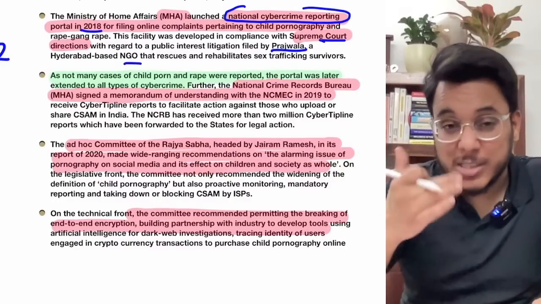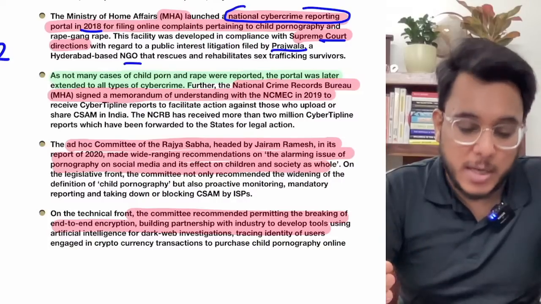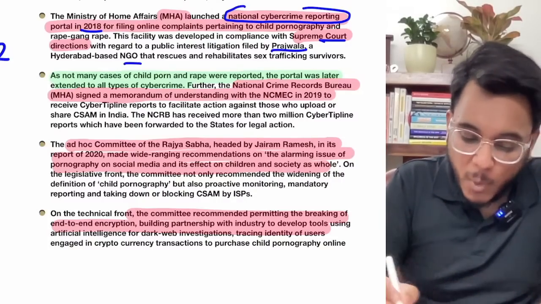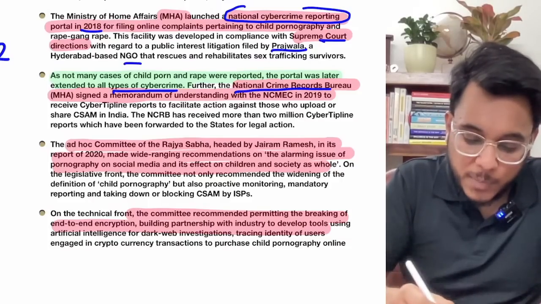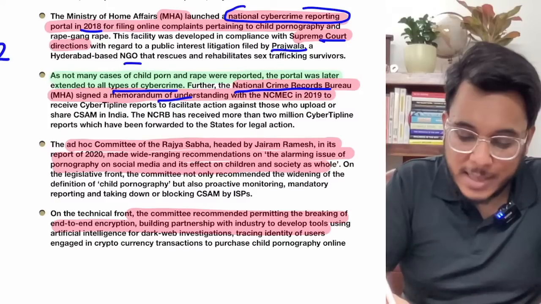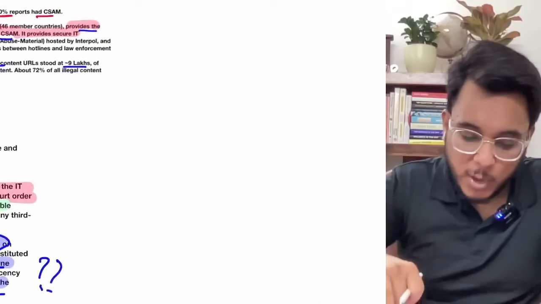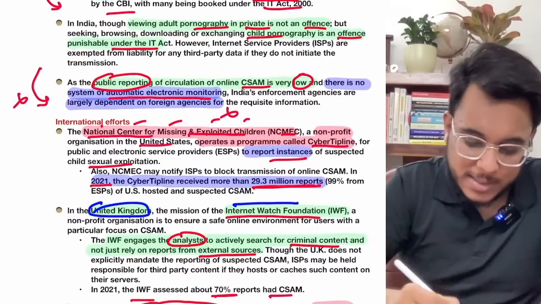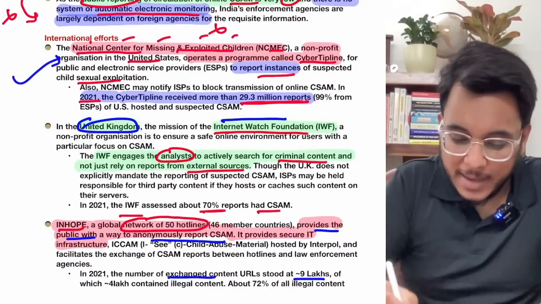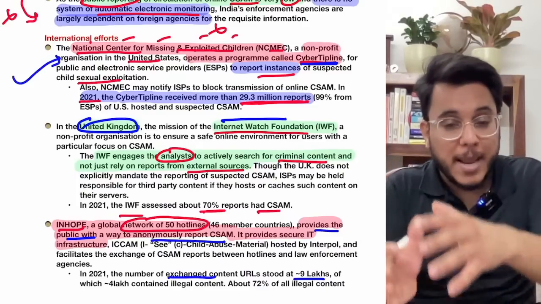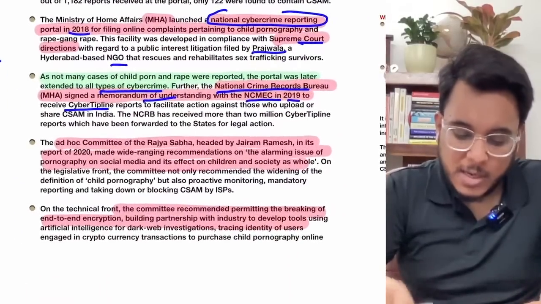However, because many of the cases were not being filed and much information was not being reported by the public, this portal was extended to all types of cyber crimes. The National Crime Records Bureau signed an MOU with the NCMEC in 2019 to receive cyber tip line reports. If you remember, NCMEC is a USA agency, and it runs the cyber tip line. So the cyber tip line will provide the reports to the MHA. This MOU has been signed by the MHA, which is a good thing.